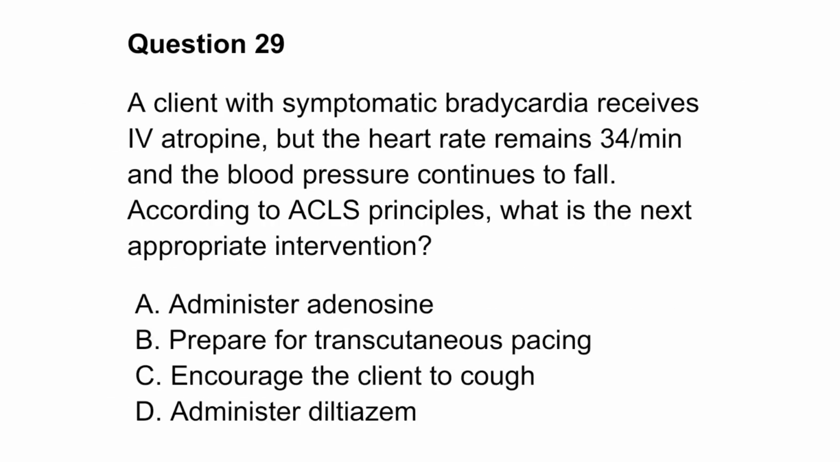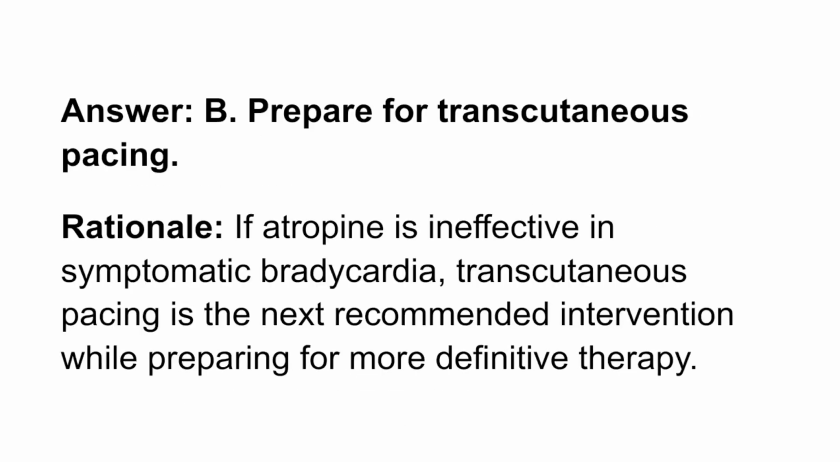Question 29. A client with symptomatic bradycardia receives atropine, but the heart rate remains 34 per minute and the blood pressure continues to fall. According to ACLS principles, what is the next appropriate intervention? A. Administer adenosine. B. Prepare for transcutaneous pacing. C. Encourage the client to cough. D. Administer diltiazem. Answer: B. Prepare for transcutaneous pacing. Rationale: If atropine is ineffective in symptomatic bradycardia, transcutaneous pacing is the next recommended intervention while preparing for more definitive therapy.